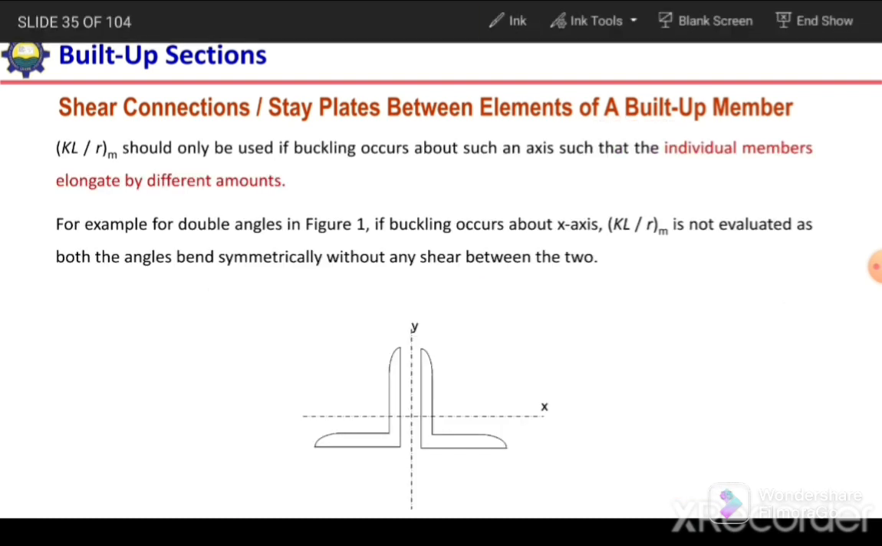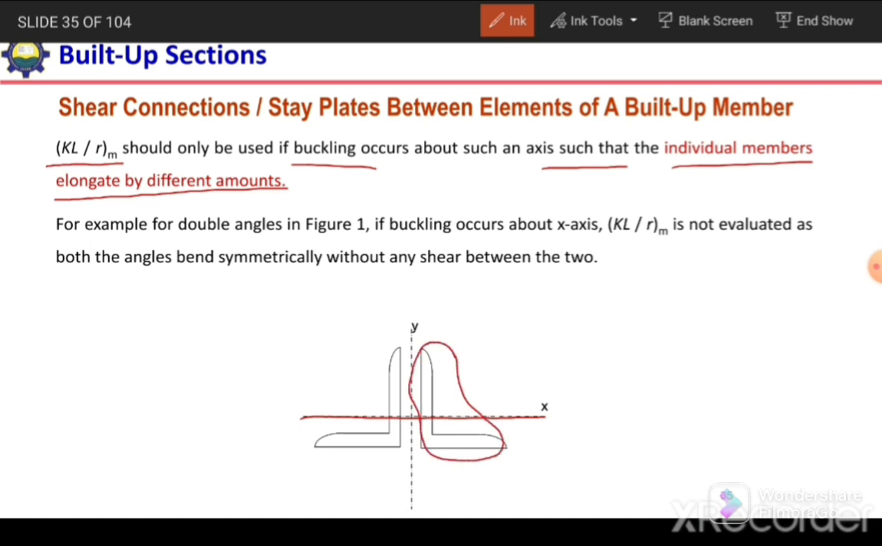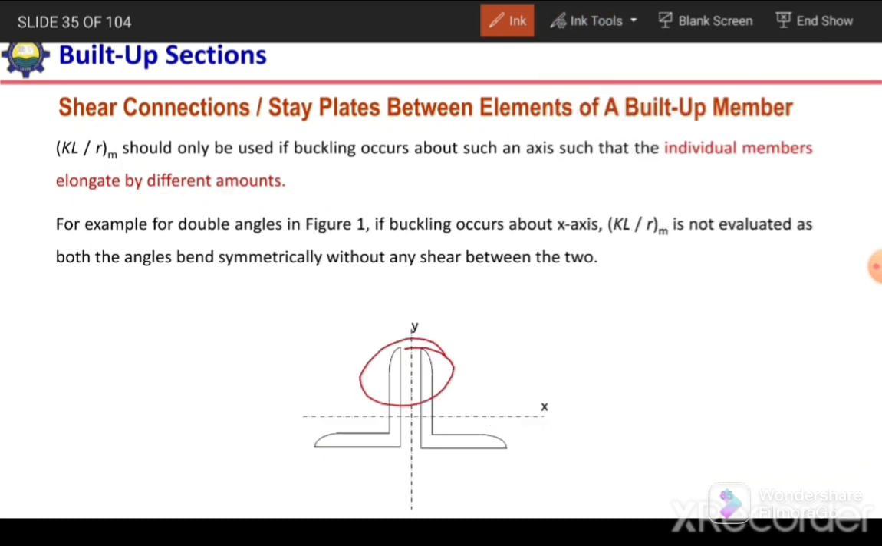So we can visualize this over here. KL over r modified should only be used if buckling occurs about such an axis that the individual members elongate by different amounts. For example, if we see this angle section which is back to back, and consider this x-axis and bending about this x-axis, then whatever deformation there is in this section, the same will be over here. For example, this portion is in compression and this portion is in tension, so both members have similar values of deformation. In that case we need not consider the modified slenderness ratio.